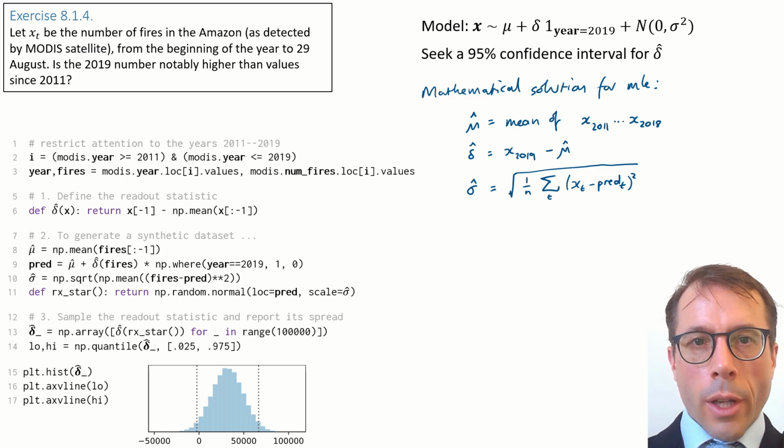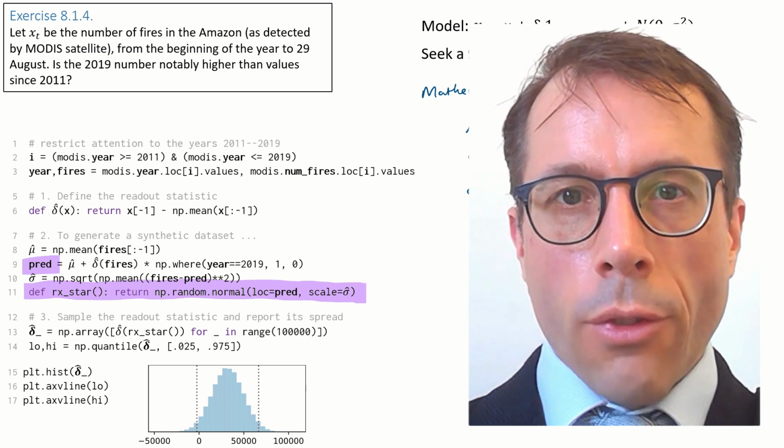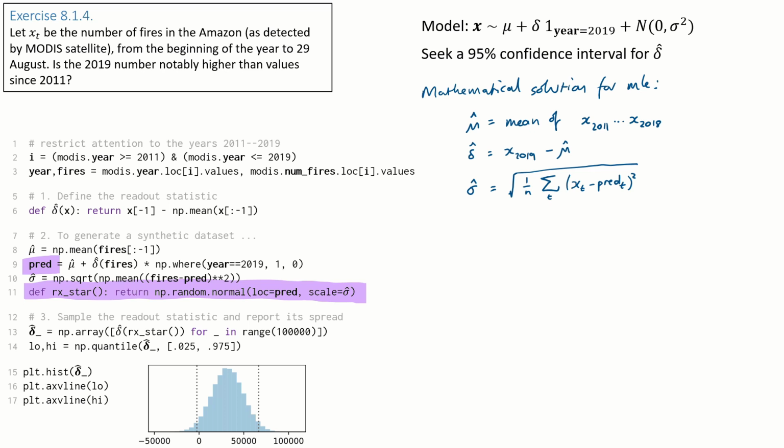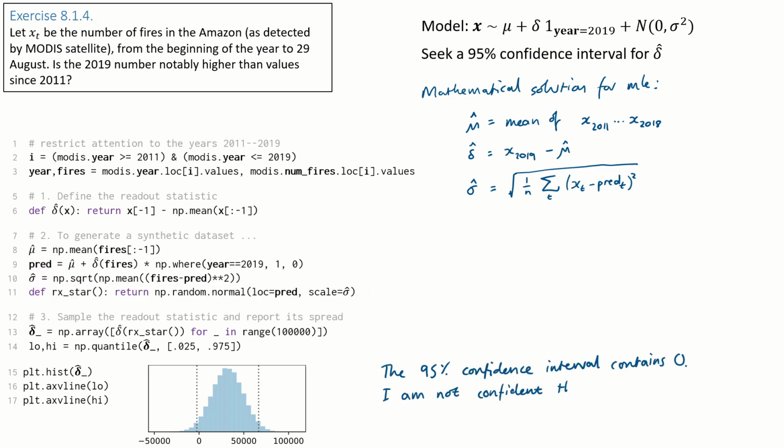Next, we'll go through exactly the same three steps as before. The only thing that's slightly interesting about this code is the way I'm generating a synthetic dataset. I'm doing it linear modeling style. I first fit the linear model, and this gives me predicted values for each of the years. And then I use these predicted values to generate the new synthetic dataset. In the end, the 95% confidence interval turns out to contain zero. I am not confident that 2019 is different to 2011 through 2018. It's borderline, but not quite enough evidence for me to be confident.